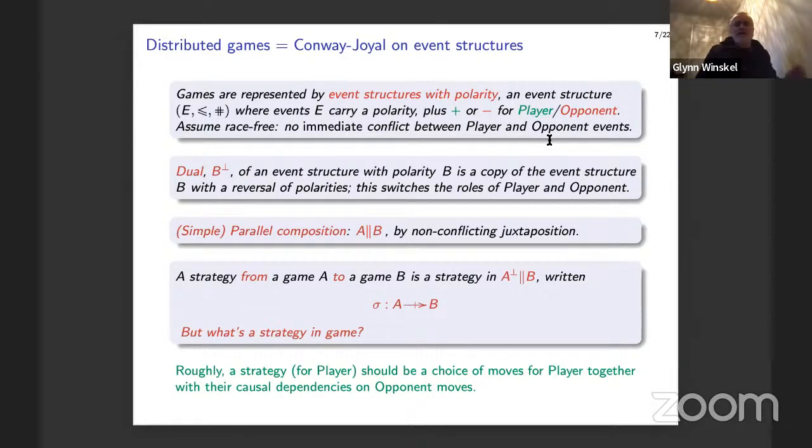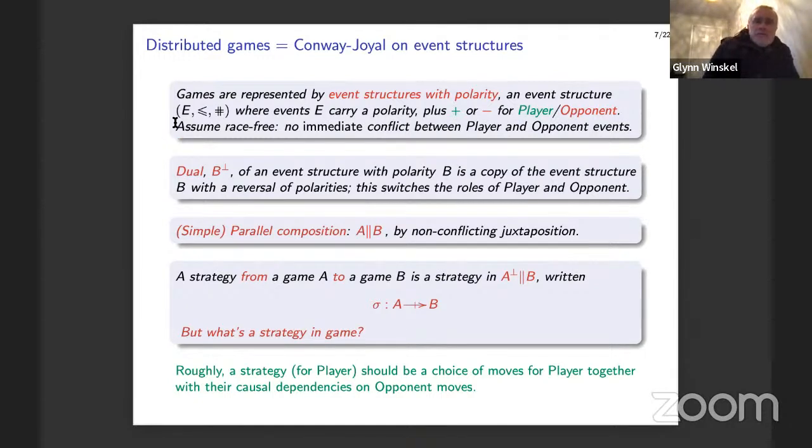And because we'll want copycat to be a deterministic strategy, it's convenient to assume throughout this talk, at least, that all the games are race-free, in the sense that there's no immediate conflict between player and opponent events. Player and opponent events can be in conflict, but that's only because it's inherited from earlier conflict between purely player events or purely opponent events. Okay, but there's no immediate conflict, there are no races between player and opponent for playing that particular move.